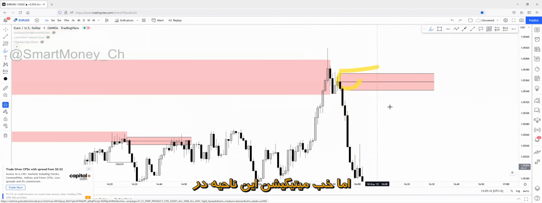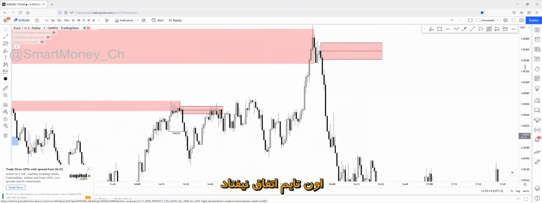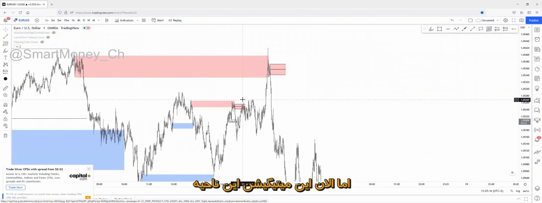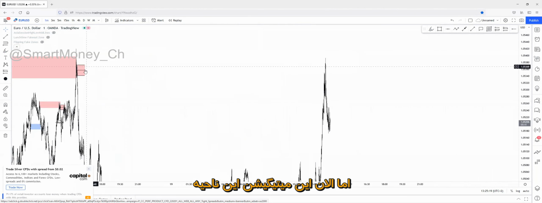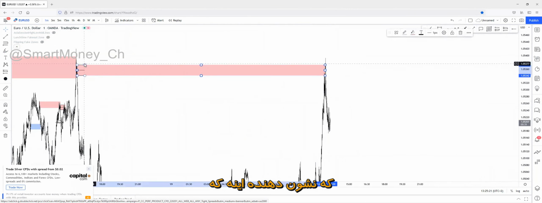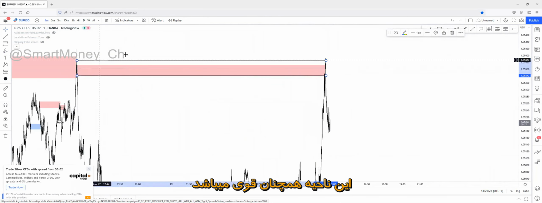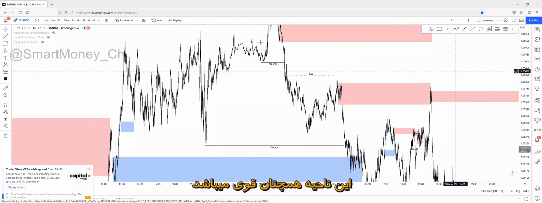But the mitigation of this supply zone hasn't happened at that time, so it hasn't happened in the session. But right now, the mitigation of this supply zone has happened, as you can see, and this proves that this supply zone is still pretty strong.